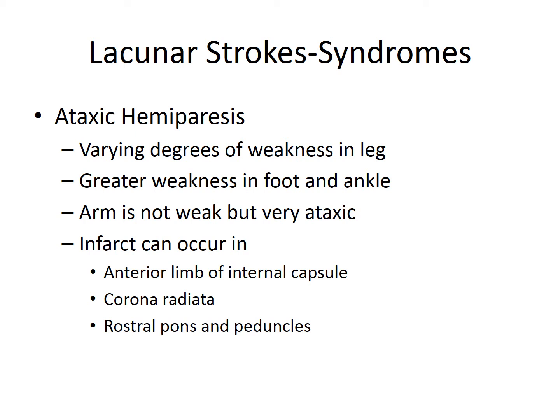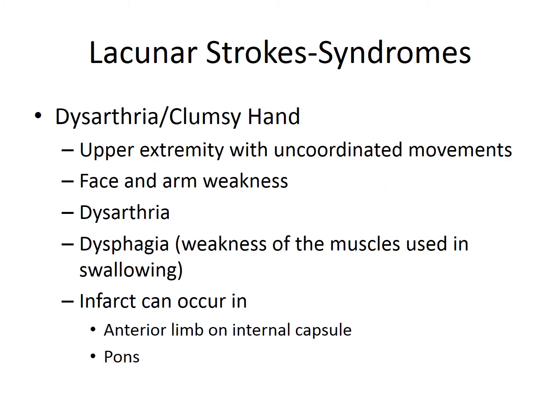Again, the infarct can occur in the anterior limb of the internal capsule, the corona radiata, or the rostral pons and peduncles. Again, depending on where that infarct occurs in lacunar strokes, dysarthria or a clumsy hand could be present. The upper extremity with uncoordinated movements. So again, you're looking at a lot of fine motor coordination activities.